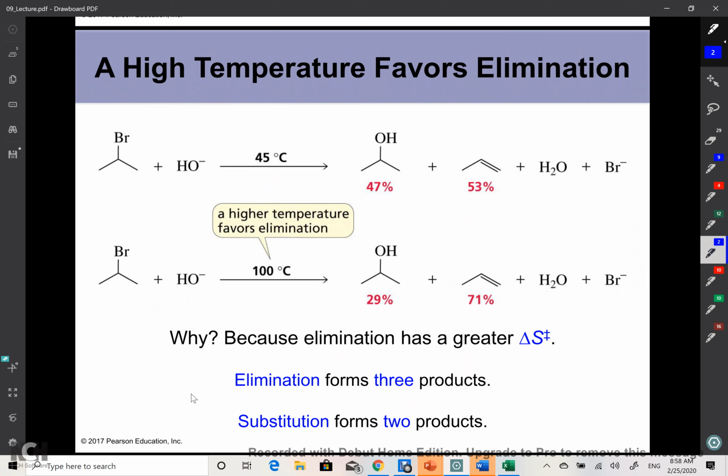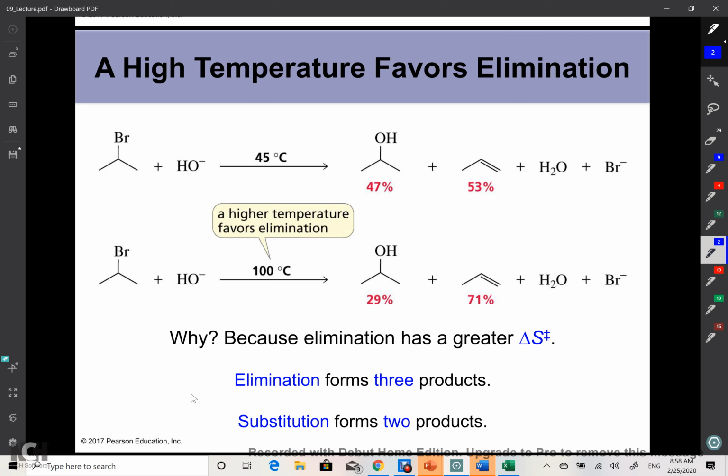High temperatures will favor elimination reaction. So if you run a reaction at a low temperature, you'll be able to form a little bit more substitution product compared to running the same reaction at a high temperature. In that case, you will form an elimination product. And again, we'll talk about the reason why high temperature favors elimination reaction.